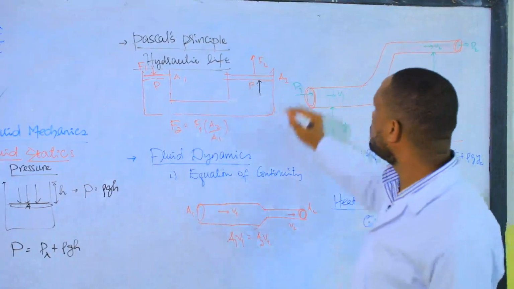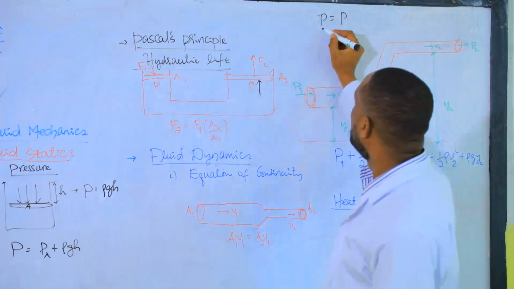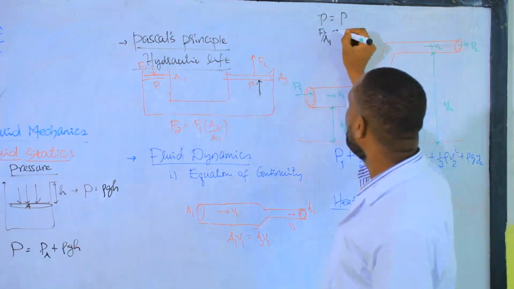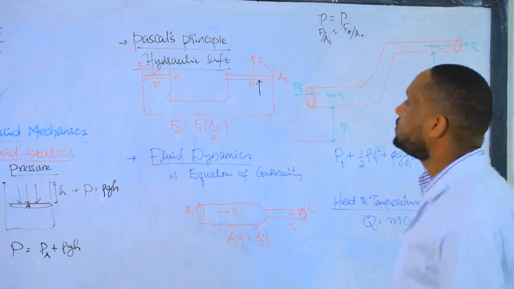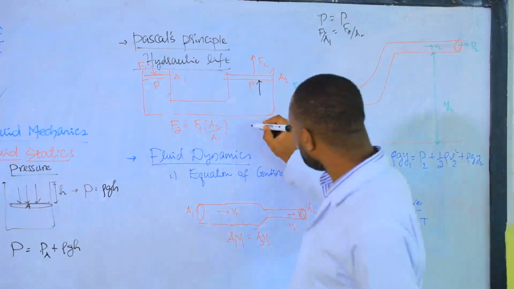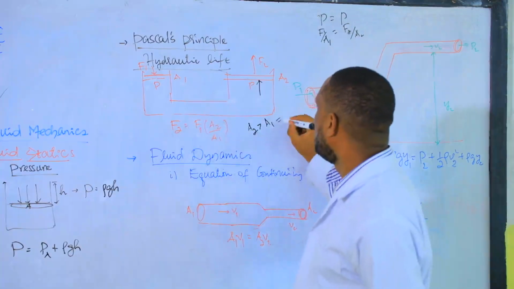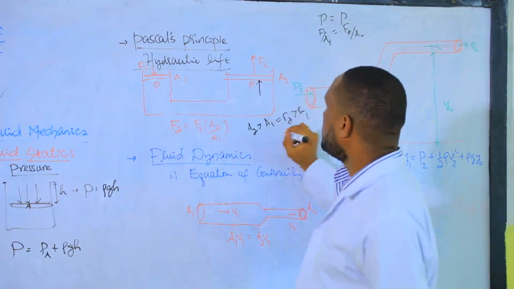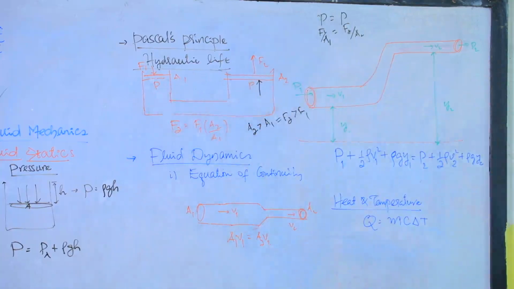So by definition, we know that the pressure at this point is equal to the pressure at this point. The pressure at this point is force 1 over area 1, which is equal to force 2 over area 2. Solving for force 2, F2 will be F1 times A2 divided by A1. Since A2 is greater than A1, F2 will be greater than F1. So by simply exerting a small force here, we can uplift a larger load on the other side of the hydraulic lift. This is how a hydraulic lift works.